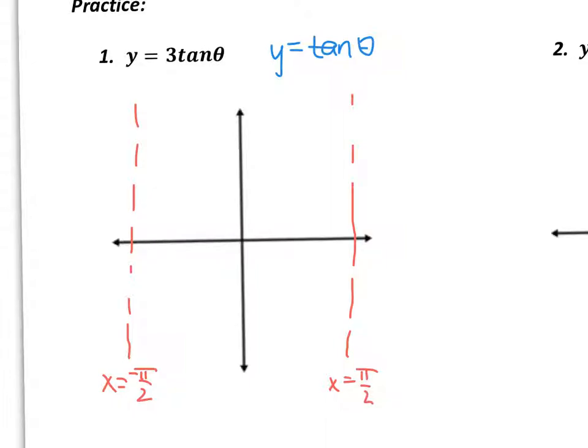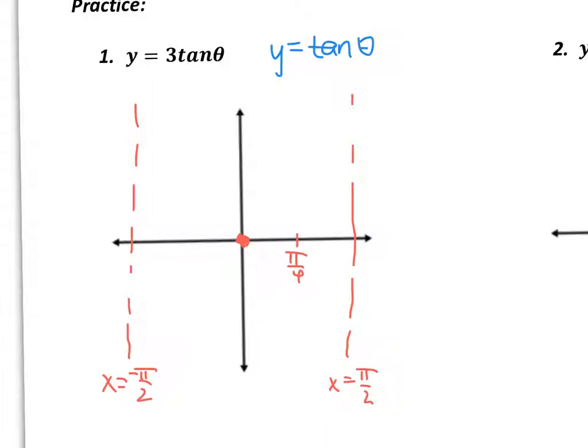Tangent of 0 is 0, so we're going to have a point at the origin. The other 2 points that I need you to be able to find would be what's half the distance from 0 to pi over 2. Pi over 4. And the reason why I'm asking is because later on, I might say, what's half the distance from 0 to pi over 12? What's half the distance from 0 to pi over 6? So on and so forth, okay?